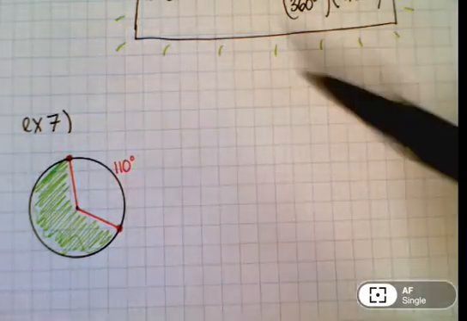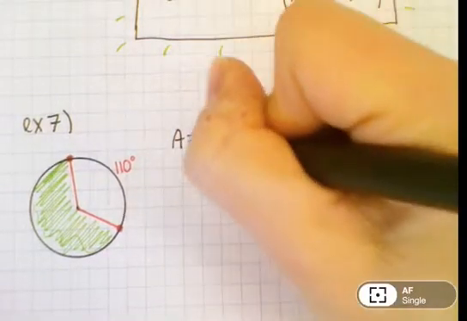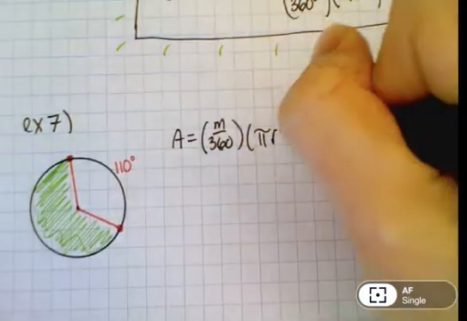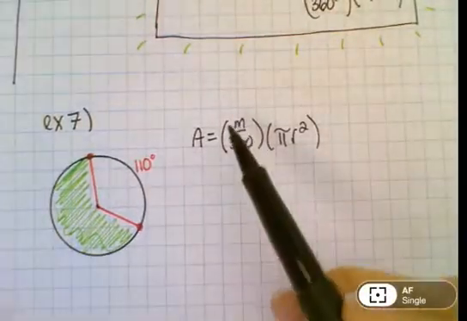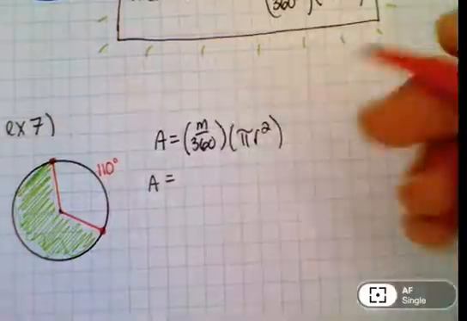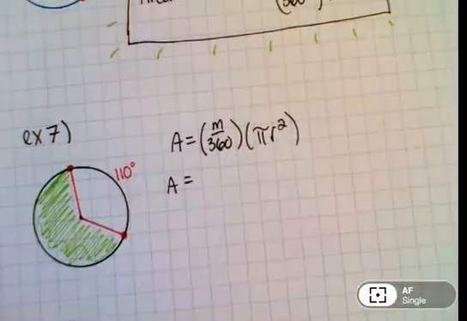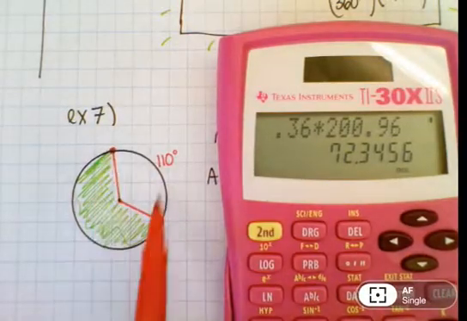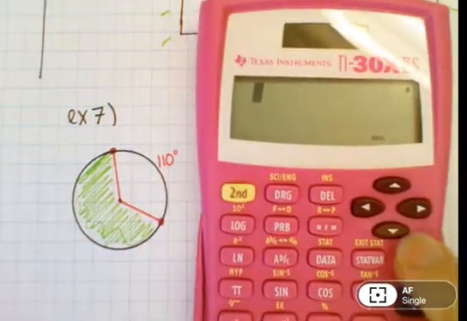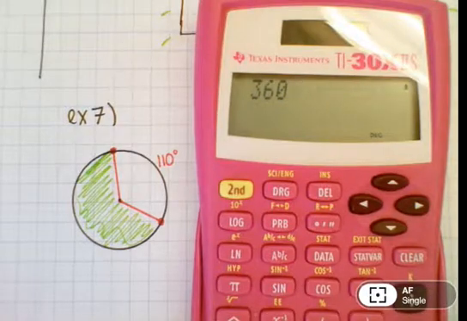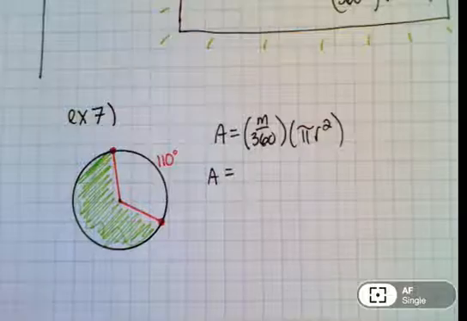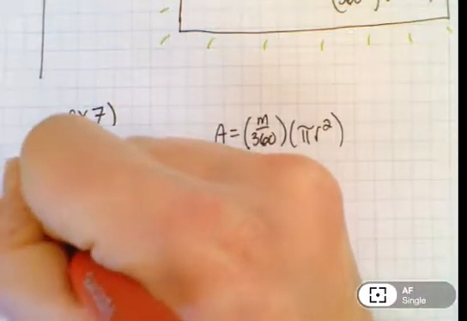So the area of a sector equals m over 360 times pi r squared. And in this case, m, I'm going to write this off to the side. Well, no, I'm not. So 110 degrees is this arc. So to find the rest of it, I'm just going to subtract from 360, right? All the way around the circle is 360. So this arc over here is 250 degrees, and I'll go ahead and mark that on the circle.